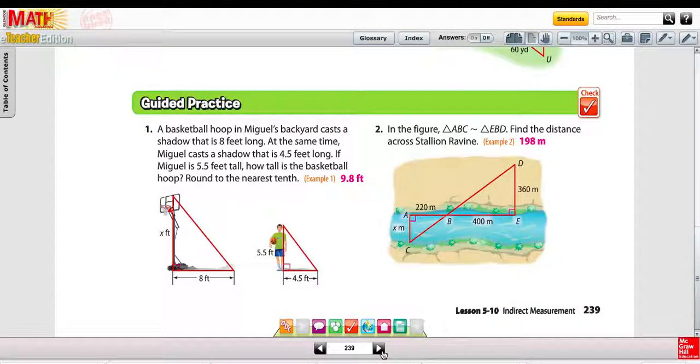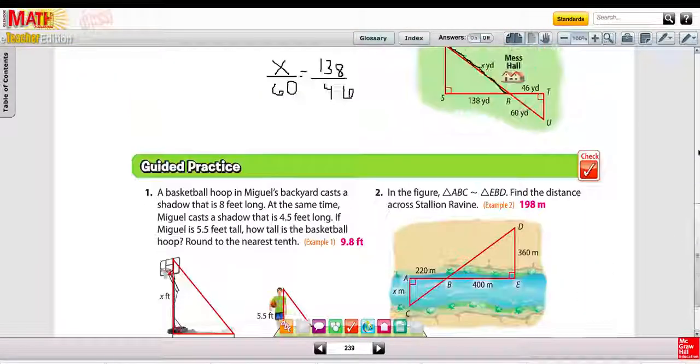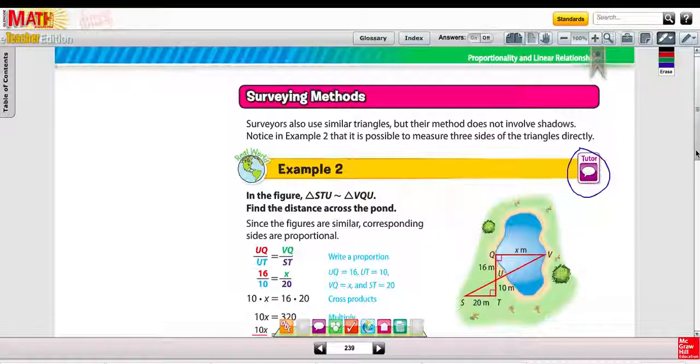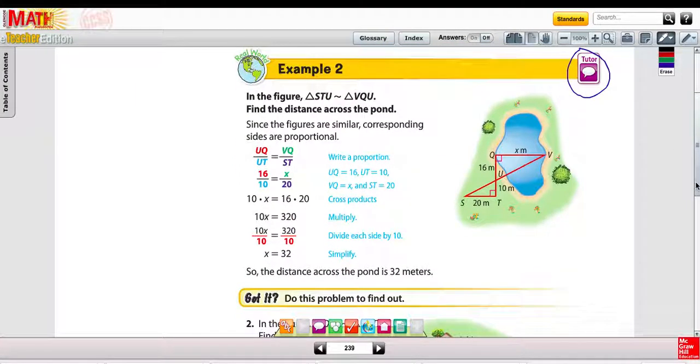On the next page, 239, we have another example, surveying methods. And just to point out here, you always have that video tutor that you can see another example worked out. So I would recommend that if you ever get stuck or want to just hear someone else explain a problem.